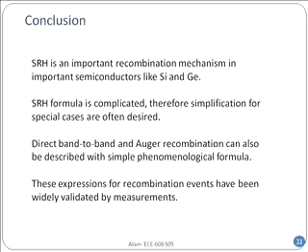Now, direct band-to-band and Auger recombination, I use very similar formulas. They have their independent derivation, but generally for direct band gap material, Shockley-Read-Hall is not that important. Direct band-to-band and Auger recombinations are the dominant thing. Especially for laser, Auger is the dominant process.